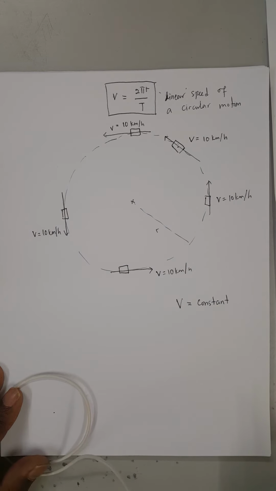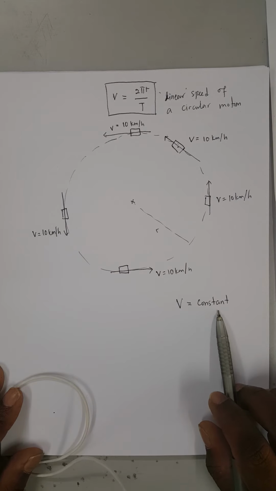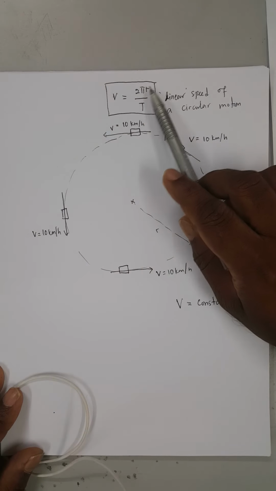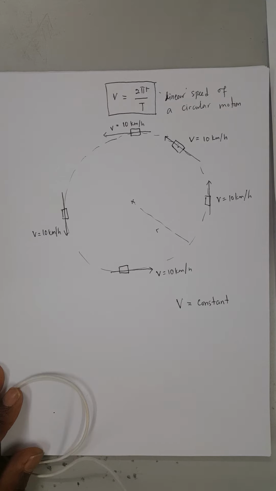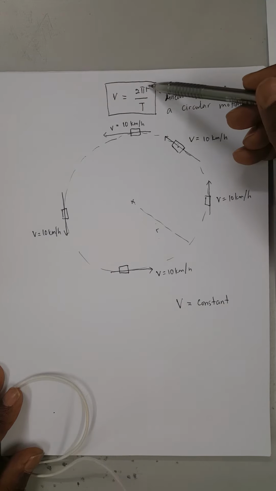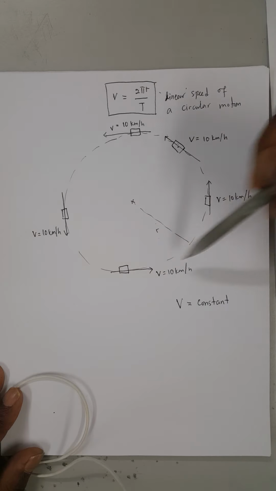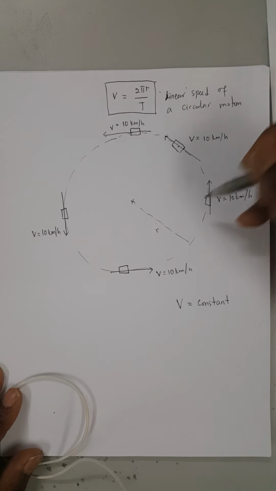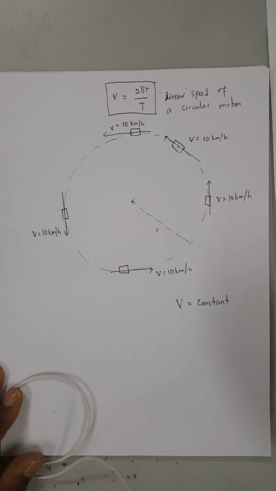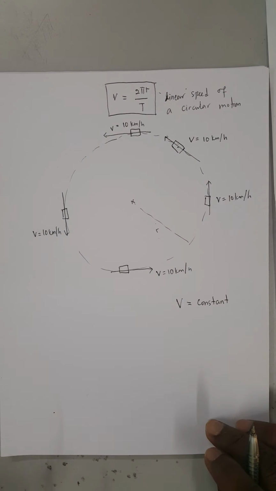Clear, right? To find the speed, we use 2πr over t. That's the formula we're going to use. We need to know the radius r of the circle it's moving in, and also the time taken to make one circle, which we write as t. That is the first thing.